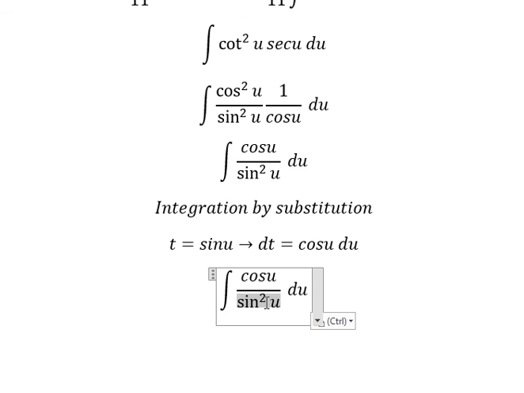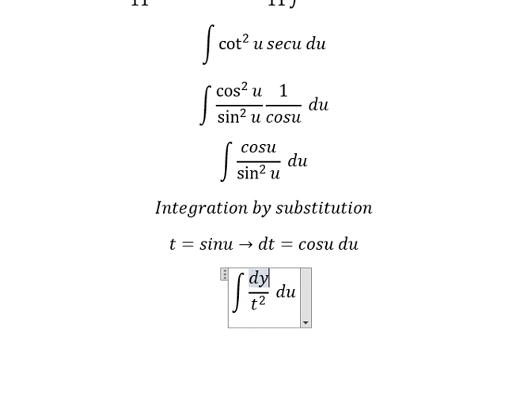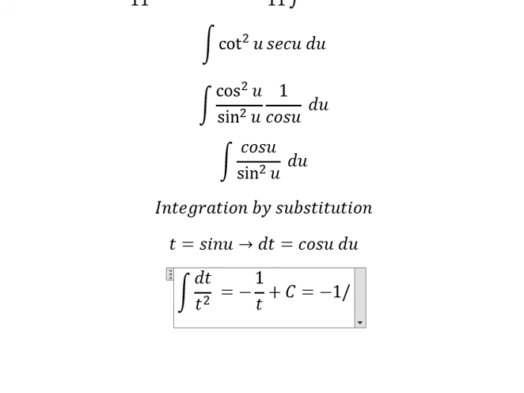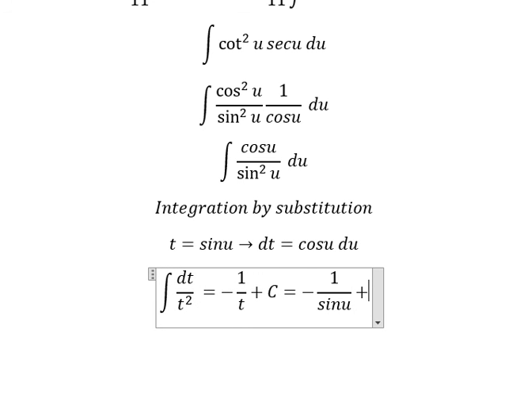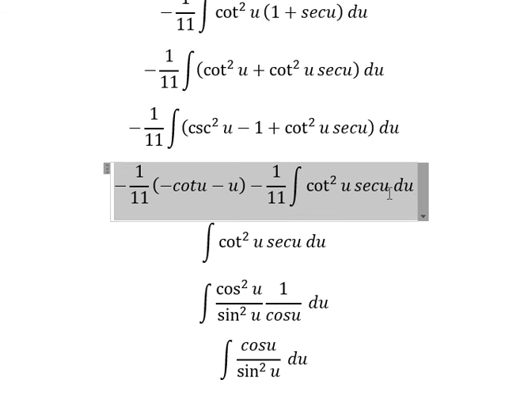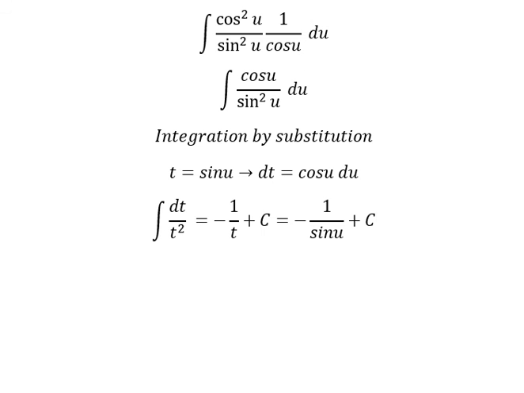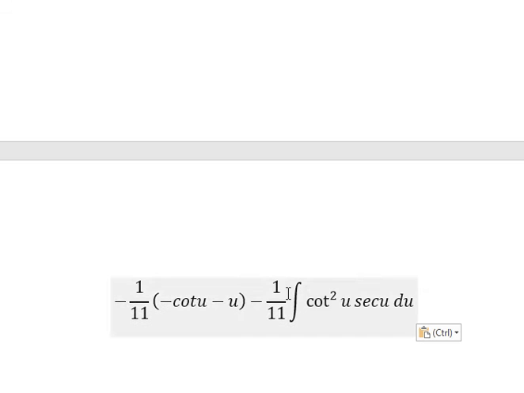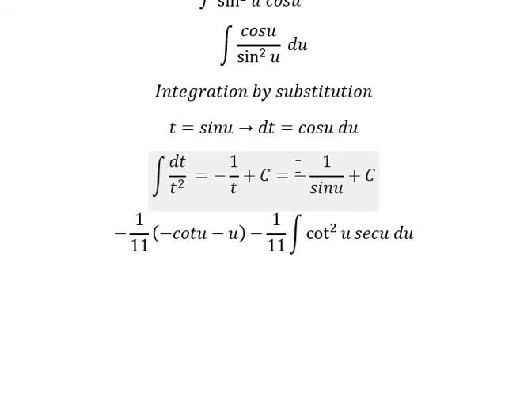So this one you get 1 over t square. Cosine u du we change by dt. The integration of this one, you get negative 1 over t, and we put plus c. T is sine u, and we put plus c. Now we need to return back to this one. The integration of this one is this one.